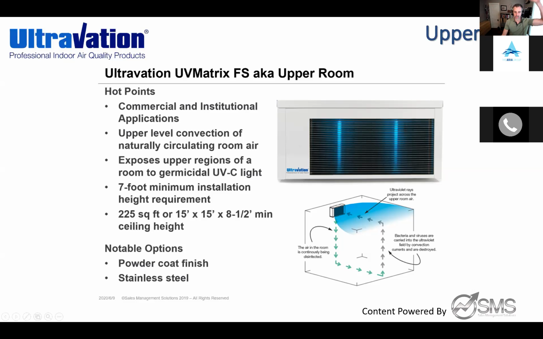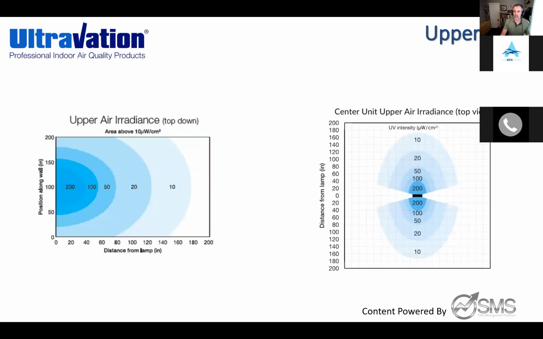So this is, again, across the ceiling, because all rooms naturally have a convective flow of air. You have hot air rising, cold air falling, so this is working with that. There's no fans. It's just UV light shining. It's shooting across the room thanks to those louvers. You can't look straight into the box.